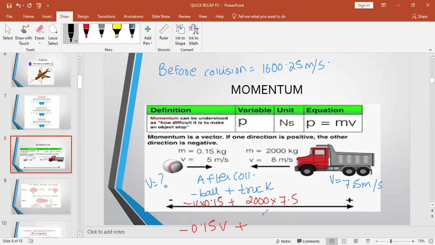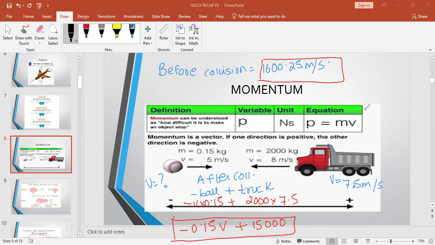What's the answer? 15000. So this whole thing is for after collision, and this whole thing is for before collision. Okay, so we will apply the law of conservation of momentum, which states that before collision momentum is equal to after collision momentum. So we will put this value over here, and whatever equation I have got for after collision over here.